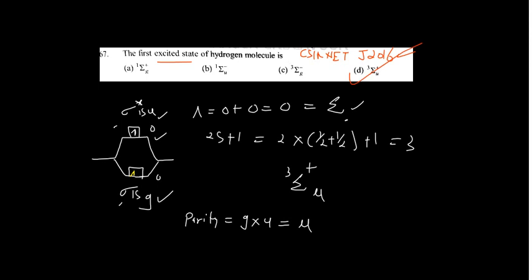Now moving to the next problem, what it says: the term symbol for the ground state of the boron molecule. Boron has 5 electrons, so 5 plus 5 means you have 10 electrons. That means you have to write the electronic configuration of the 10 electrons. So how do you write it? Sigma 1s gerade has 2 electrons. Then sigma 1s ungerade also has 2 electrons.